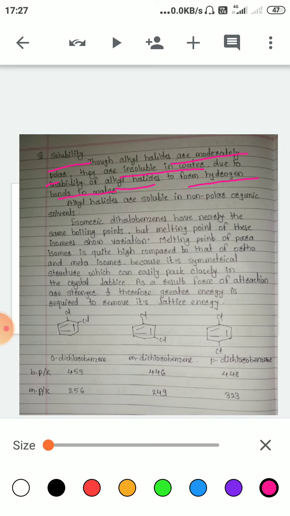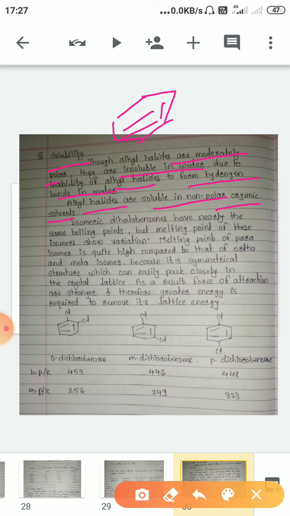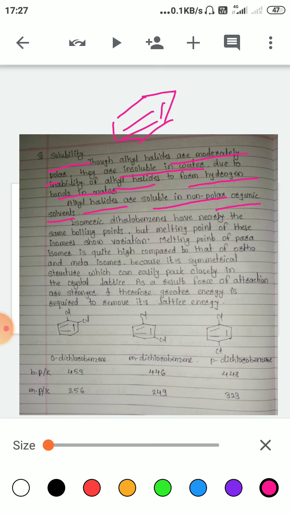So, the second property: alkyl halides are soluble in non-polar organic solvents. Non-polar solvent means we can consider, for example, benzene. And the last one, an important sub point, is the boiling point of dihalobenzenes. Now see the first one for the dihalobenzenes.